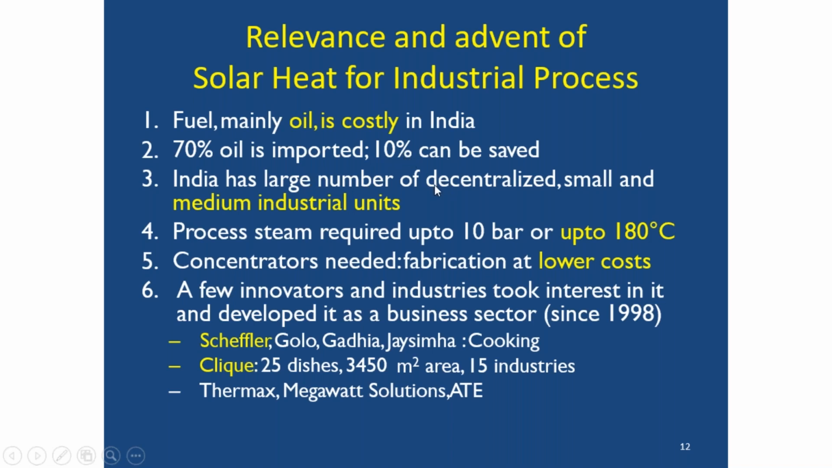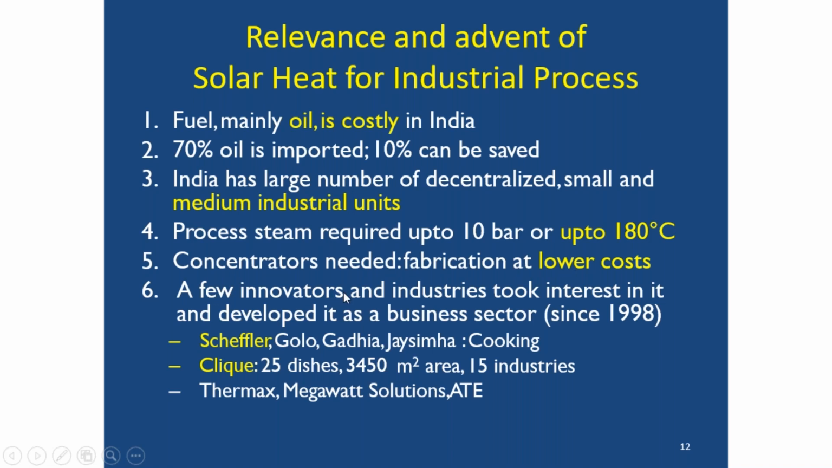Again, India has a large number of decentralized or unorganized sector, that is small and medium industrial units, where we can easily use this solar thermal system. Again, the process steam requirement of up to 10 bar, or up to 180 bar, can be achieved by using this solar thermal system. Again, the concentrator needs fabrication at lower cost. The cost is a one time cost.